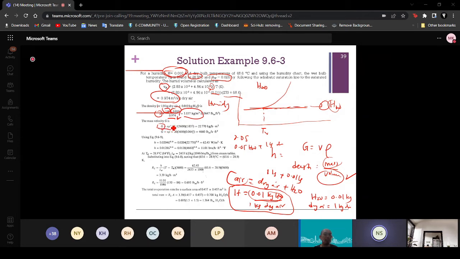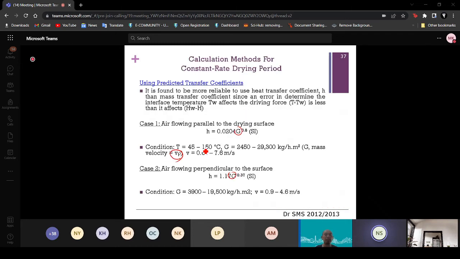V is 6.1, rho is 1.037. Since they are in hours, you convert. This is just a conversion, 3600 conversion unit. Alright. Then you get 22770. So you check whether 22770 complies with the range for air flowing parallel. Okay, air flowing parallel 2450 to 29000. Oh, 27. Okay, complies. Velocity 6.1, complies because it goes up to 7.6.